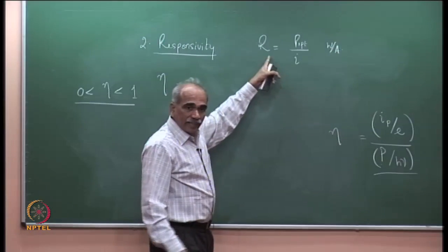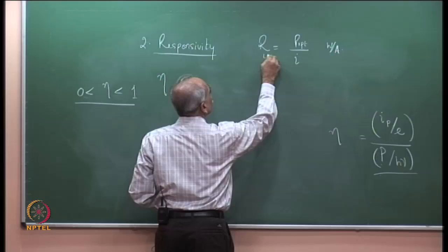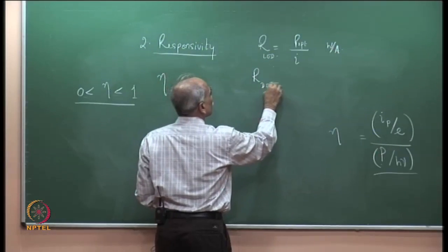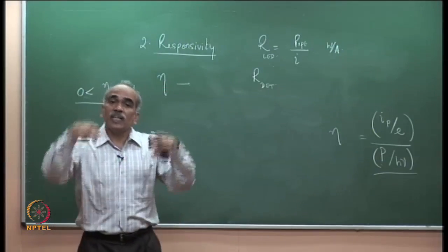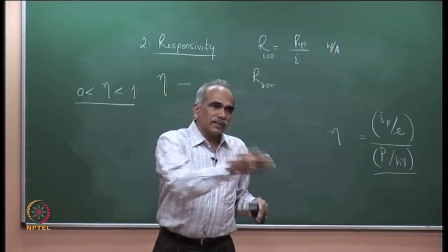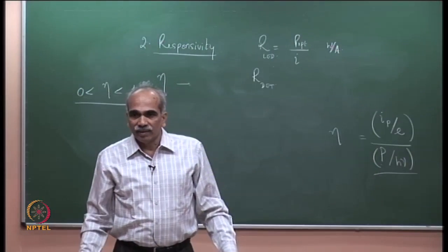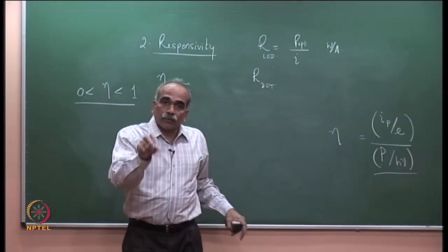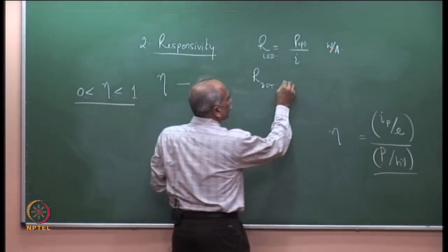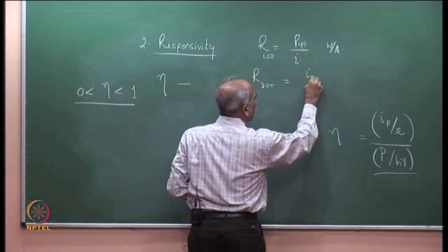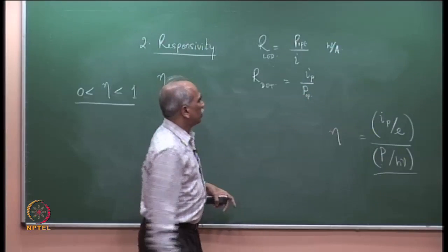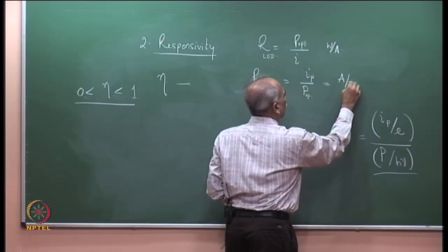This is for a source, an LED. In the case of a photodetector, incident is the power, response is the photocurrent. In the case of a source, you pass a current and see how much power is generated. In this case, incident optical power generates how much current. Therefore, responsivity of a detector is defined as IP divided by P optical. Always I am talking about optical power. So, this is in amperes per watt.